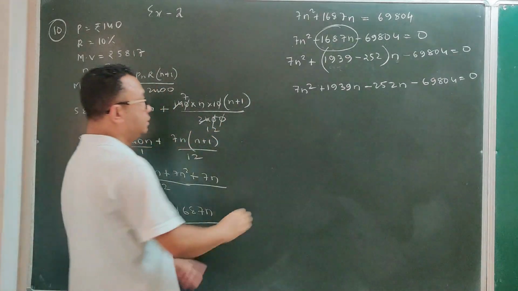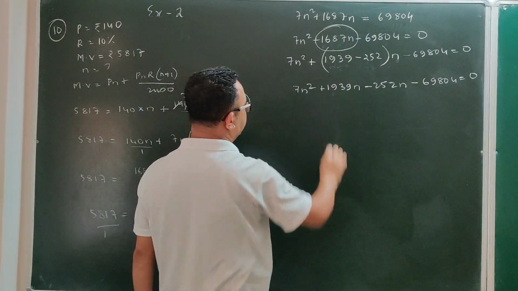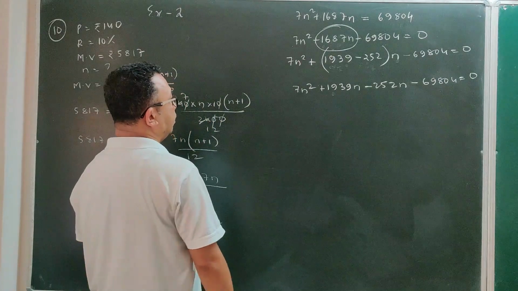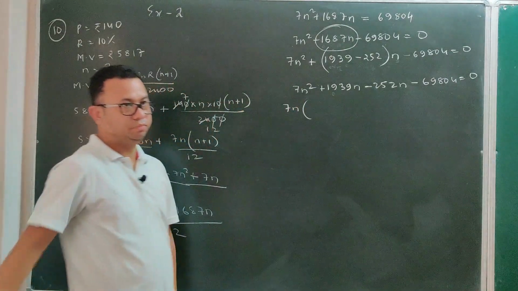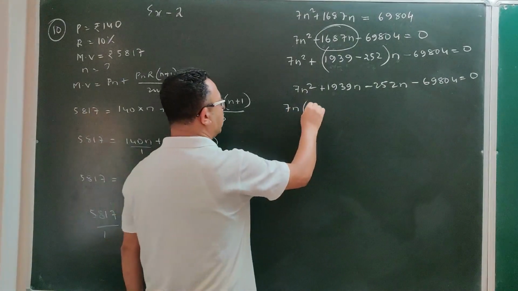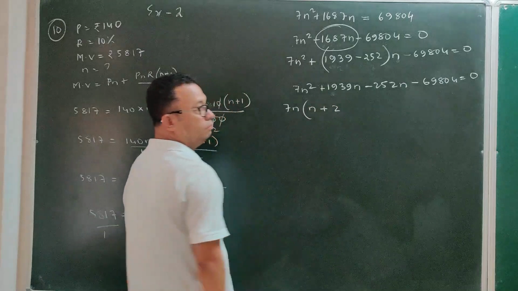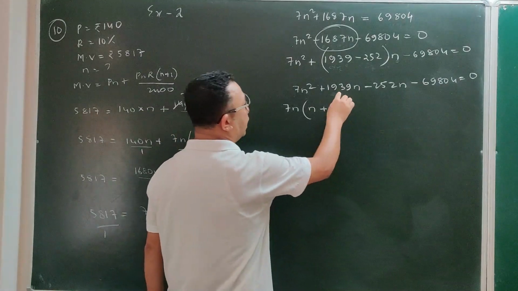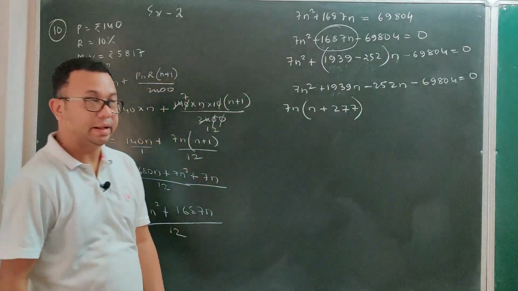All right, now further, between these two, 7 2s are 14, 53, 49, 14, 7 is common. So between these two, 7n is common. So 7n is already out, so n is left plus. So 7 2s are 14, 53, 7 7s are 49, then 49, again 7 7s are 49. This is what you are getting.